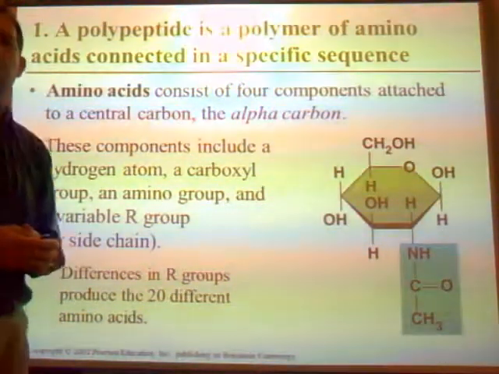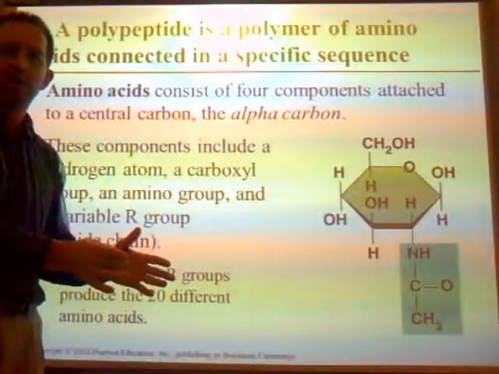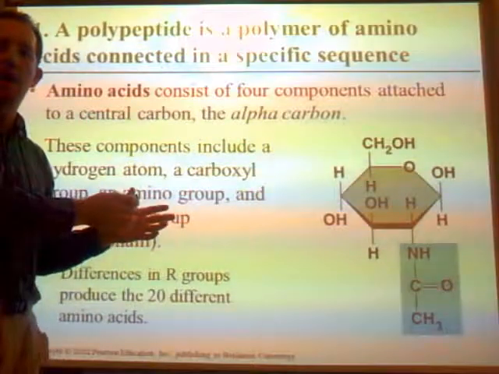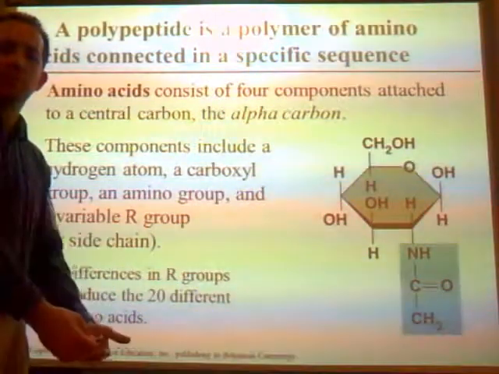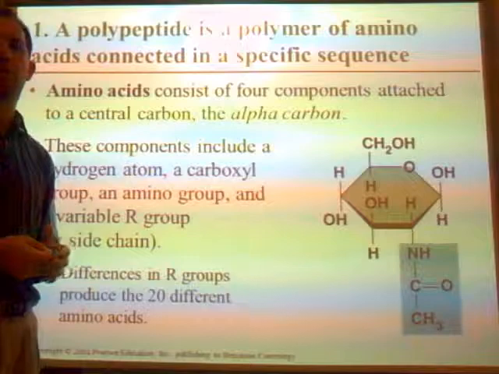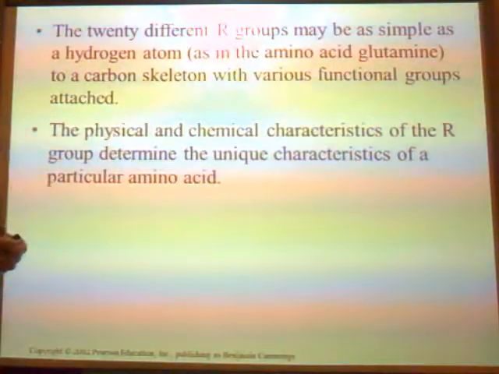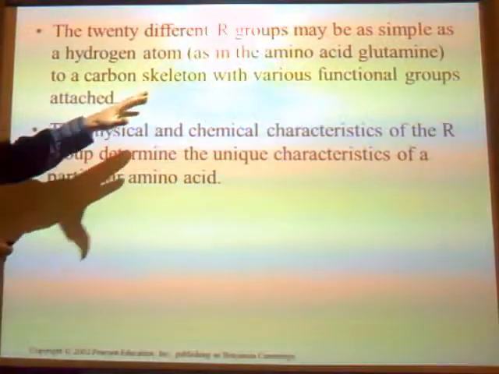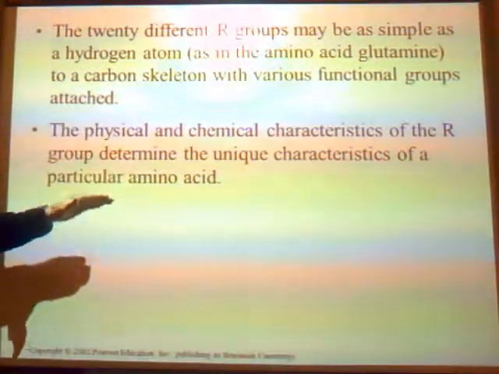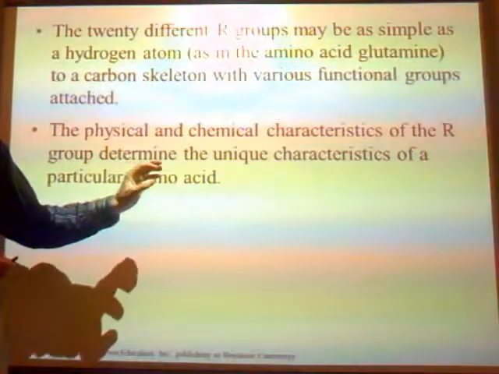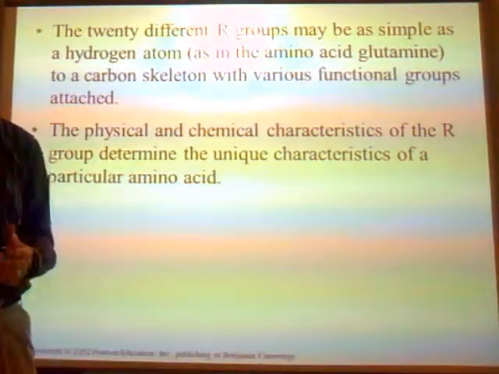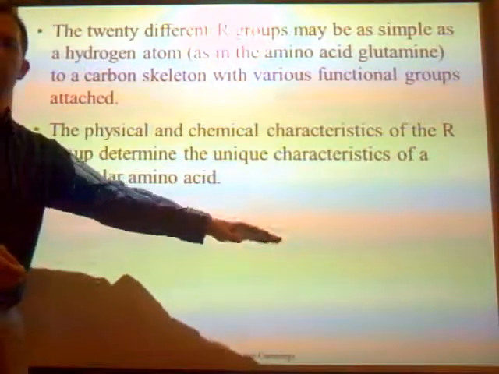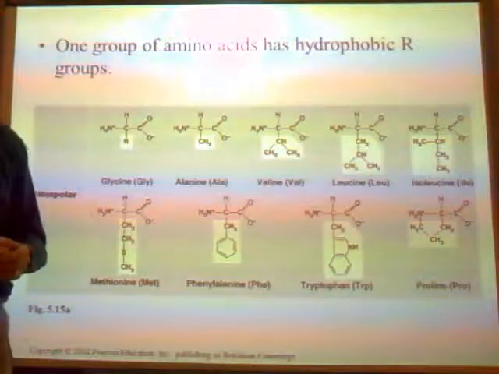19 of the 20 are going to have the same basic base. What we mean by that is they're going to have the central carbon, the amino, the carboxyl, and the hydrogen atom, and then they're going to have a different R group, and that R group is going to be the difference maker. The physical and chemical characteristics of the R group determine the unique characteristics of that amino acid. So that's going to be the key component to our amino acid in determining what our function of the amino acid is going to be.